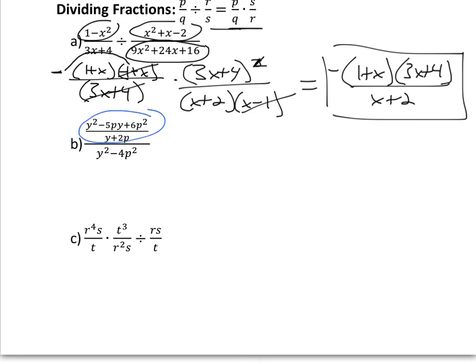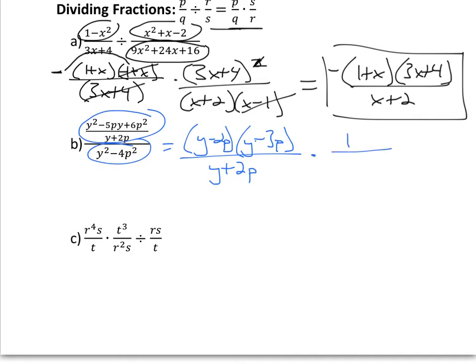Fraction divided by a polynomial. Okay, so we could rewrite it, right? We could factor all these things first. So the first one here is y minus 2p, y plus, not plus, 3, minus 3p, over y plus 2p. And then we're going to multiply that by the reciprocal of this, right?